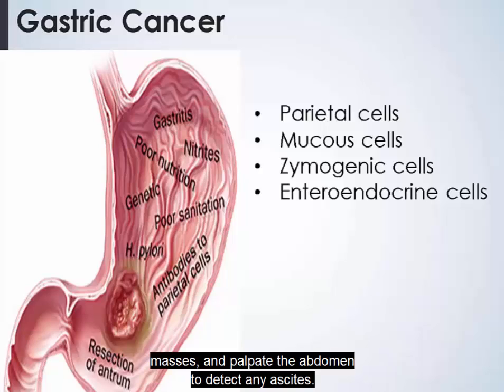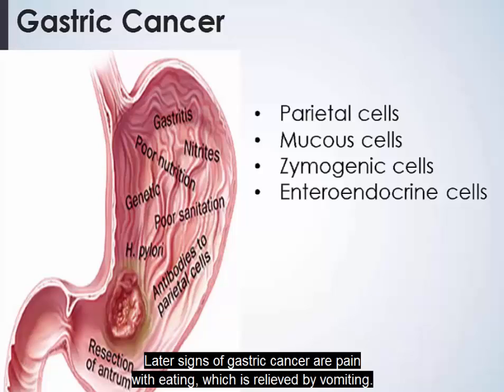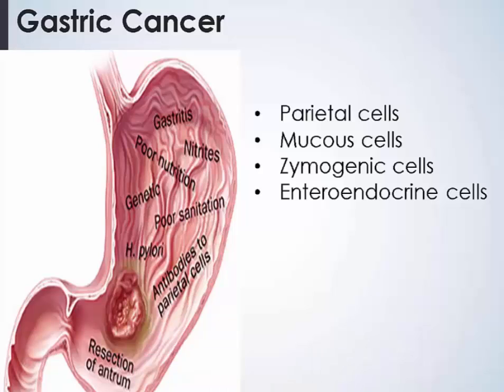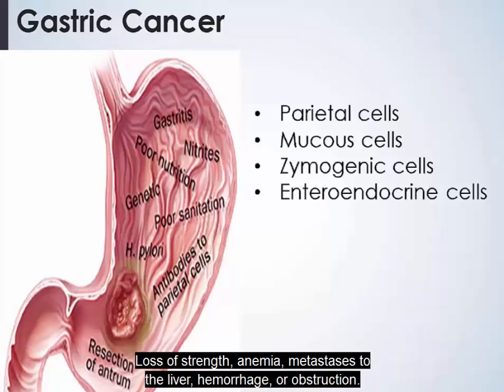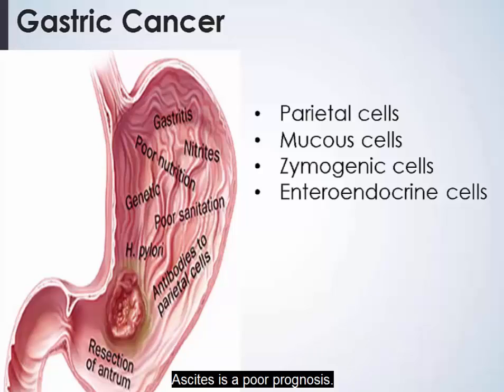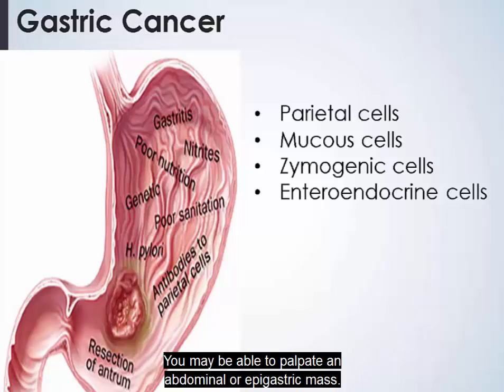to detect any ascites. Later signs of gastric cancer are pain with eating which is relieved by vomiting, loss of strength, anemia, metastases to the liver, hemorrhage, or obstruction. Ascites is a poor prognosis. You may be able to palpate an abdominal or epigastric mass.